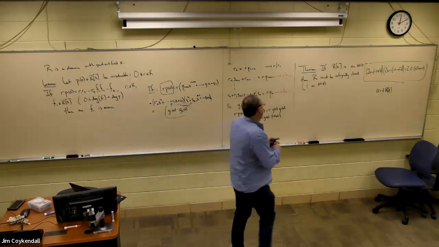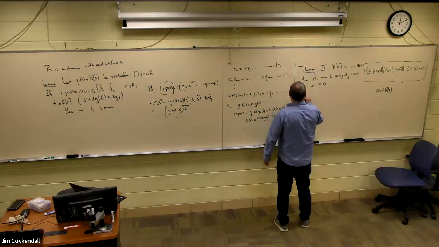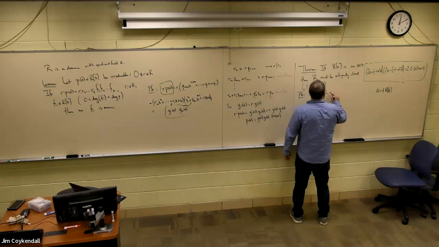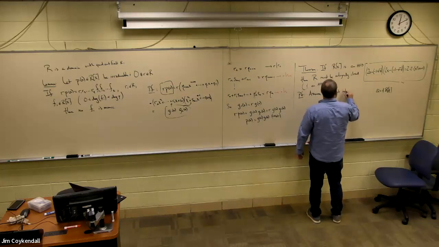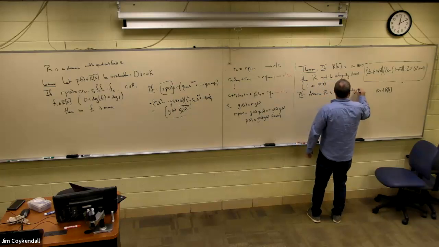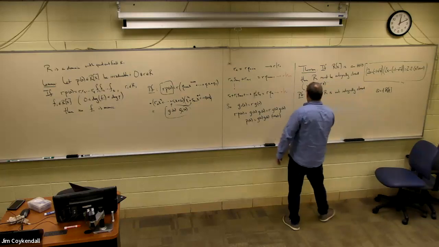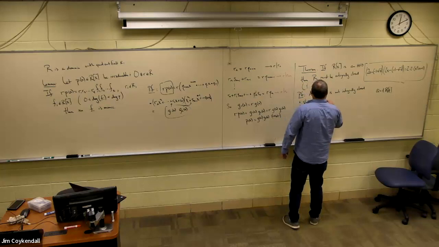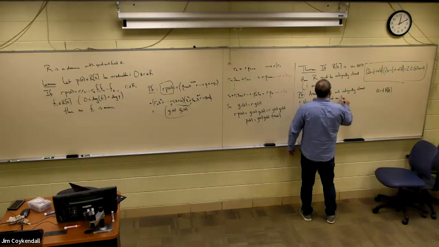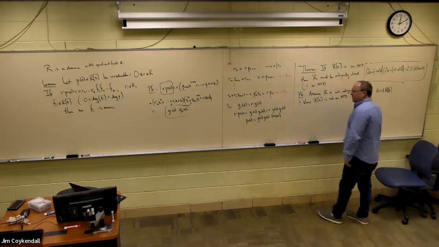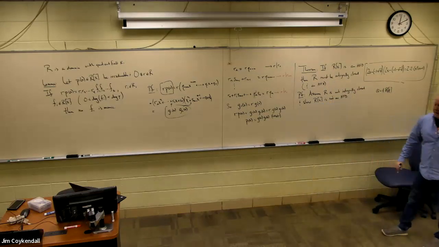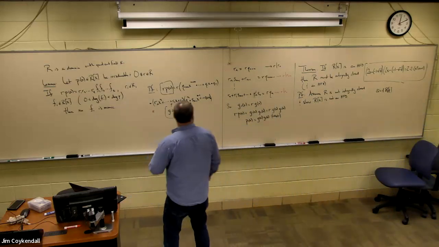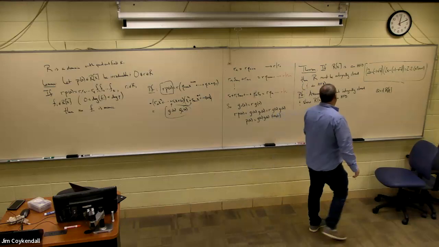So let's assume R is not integrally closed. Show R[x] is not an HFD. So this is going to be the strategy. I'm going to assume that R is not integrally closed, and use that to show that the polynomial ring is not an HFD.